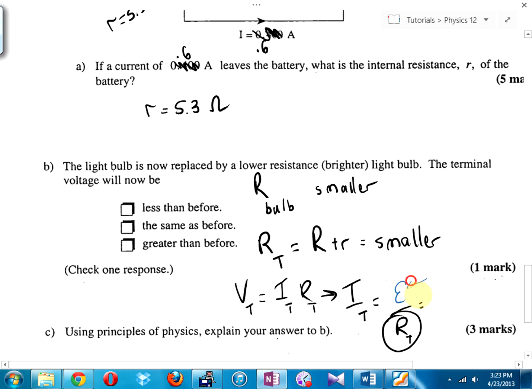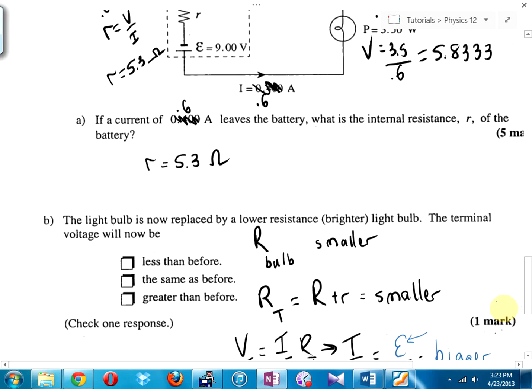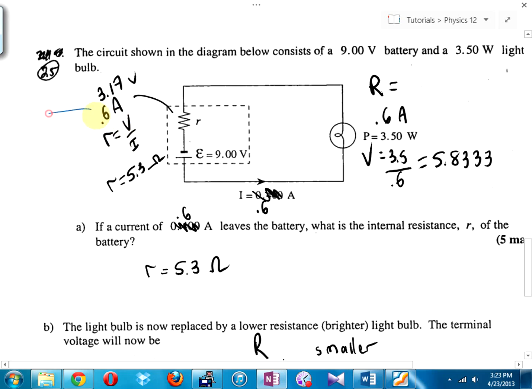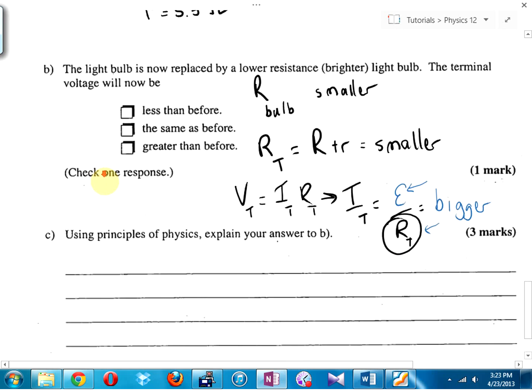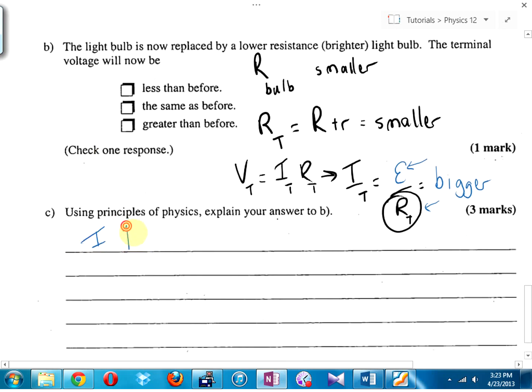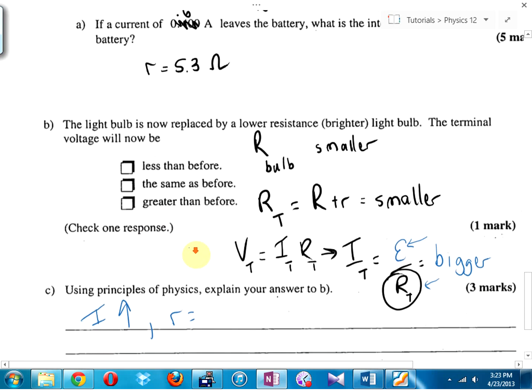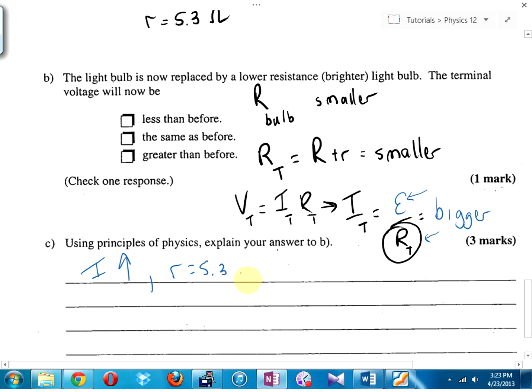Let's see, this hasn't changed. This just got smaller. So if you're dividing the same number by a smaller number, what happens to your new answer? Okay, so now let's go here. If this current got bigger and this resistance hasn't changed, I increases. Little r, because they said you haven't changed the battery, so little r is still 5.3 ohms. What happens to the size of the bump at the end of the chairlift?